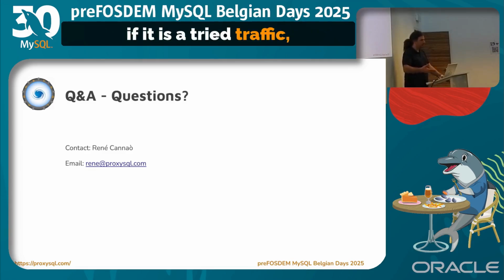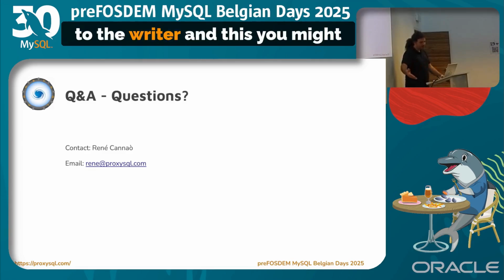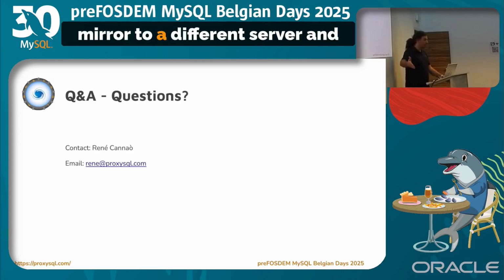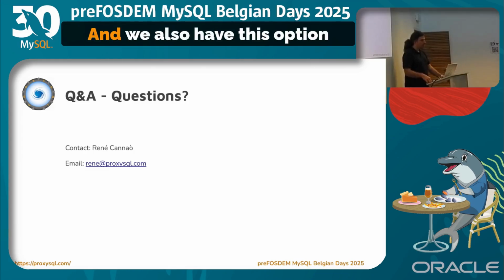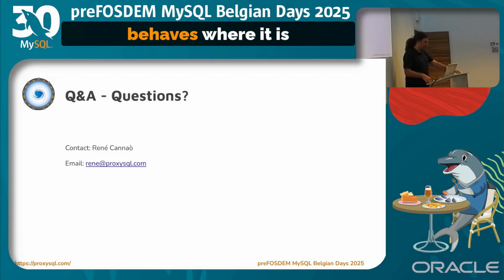If it is write traffic, you want to send all the writes to the writer. Yeah. And you might mirror to a different server and see how it's behaving. In the case of load balancing with different percentages, you can send it to one reader and a very small percentage to a different reader. And we also have this option with rewriting queries. So let's say that, for example, you want to see how a query behaves when it is being rewritten. You can send the original query to one server and the rewritten one to a different server, and you compare the execution time.